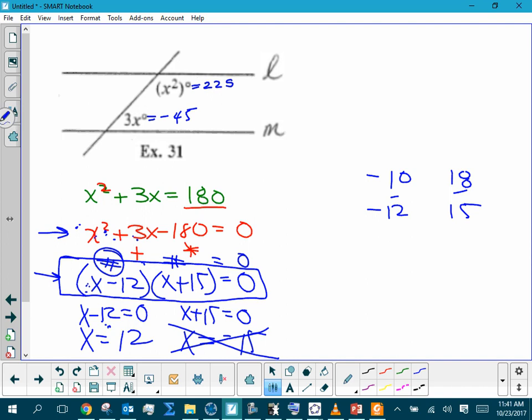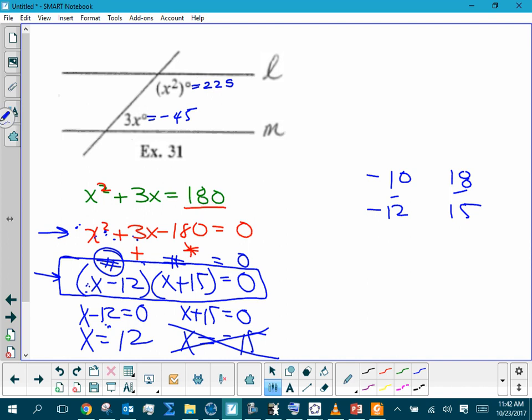And you have to check those. You can't just say, I'll choose the positive one, or I'll choose the negative one, or when 12 works, I'll get rid of the other one. You always have to check both. The fact that one works doesn't mean the other one will or won't. We saw last week, on one of the previous worksheets, where you got x equal 5 and x equal negative 5, and they both work. So make sure you check both solutions.